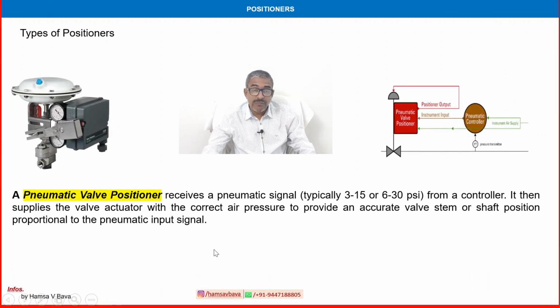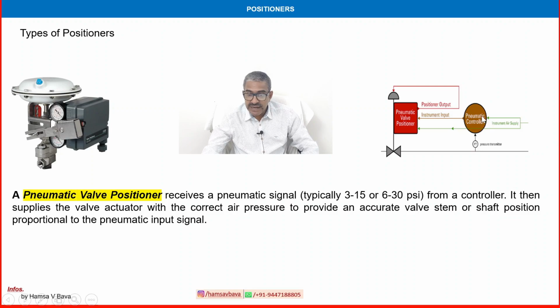Now the types of positioner. We have three types of positioner. Normally the common one is the pneumatic type, a little bit old. A pneumatic valve positioner receives a pneumatic signal, typically 3 to 15 or 6 to 30 psi, from a controller.